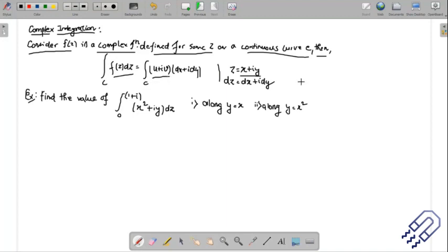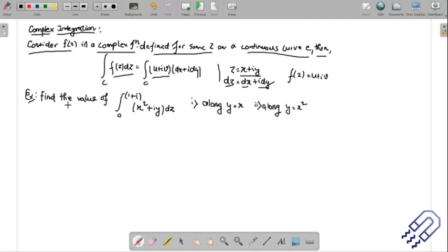If you remember, f(z) we've seen already. f(z) is equal to u plus iv, and z is x plus iy, so dz can be written as dx plus i dy. So that's the integration form that you're going to have, and based on this idea we can actually solve some problems. So let's see.